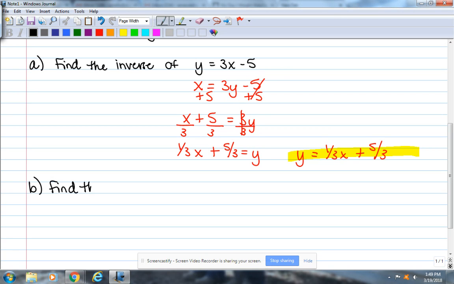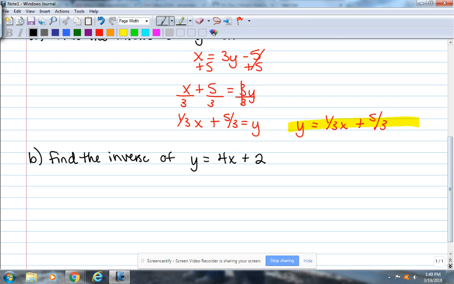Find the inverse of y equals 4x plus 2. What is the first thing we do to find an inverse? Only 2 steps. What's the first step? Change the y and the x. So instead of y equals 4x plus 2, we're going to say x equals 4y plus 2. Very good. There's your first step. And what's your second step? What's step number 2?